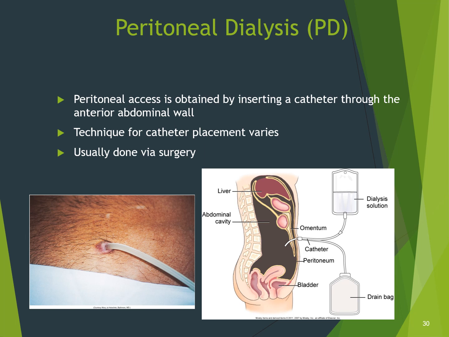So approximately 12% of patients receiving dialysis are on peritoneal dialysis, also can be called PD. Peritoneal access is obtained by inserting a catheter through the anterior abdominal wall. The techniques for catheter placement really varies, but it's usually done by surgery. And as you can see on the picture on the far right, that is the dialysis bag and where it kind of goes into the body and then excretes. And the picture on the left is an actual peritoneal dialysis site once it's healed.